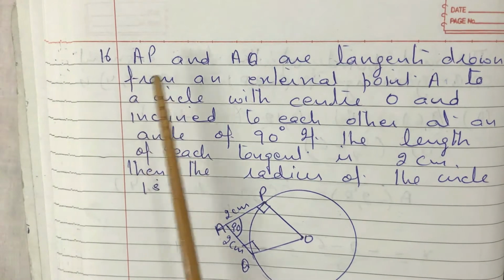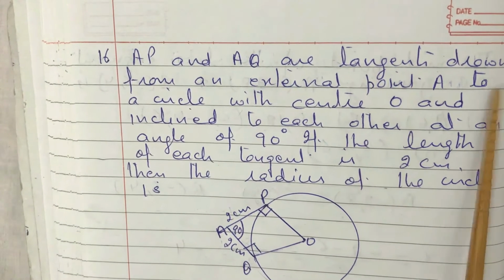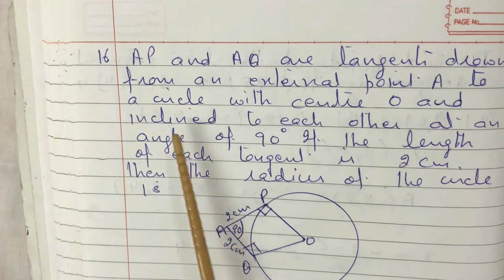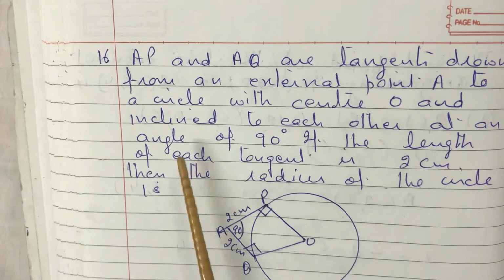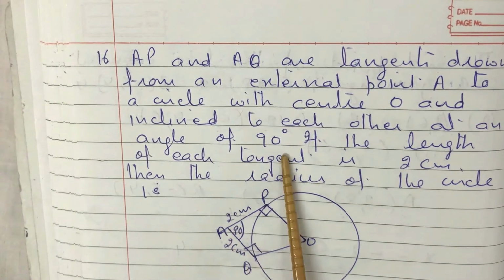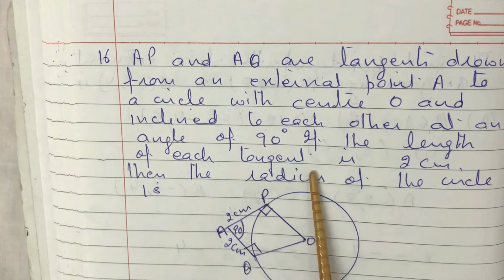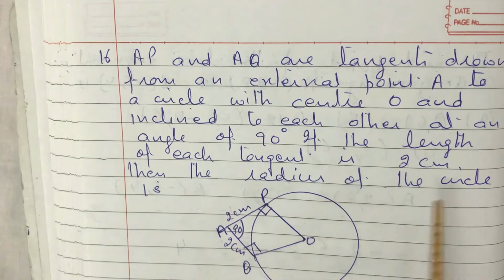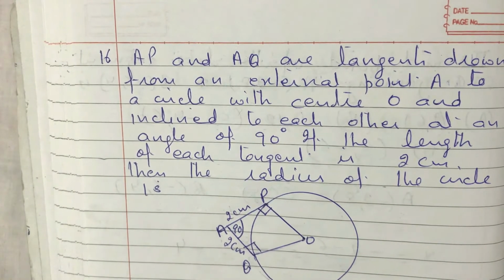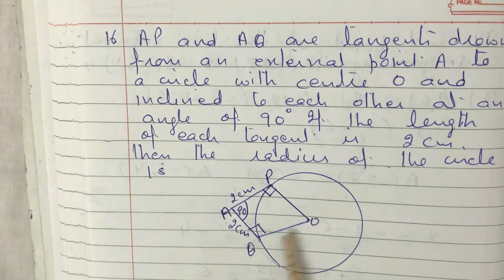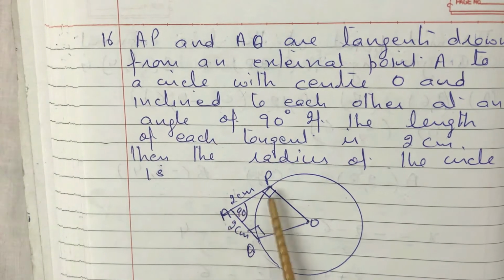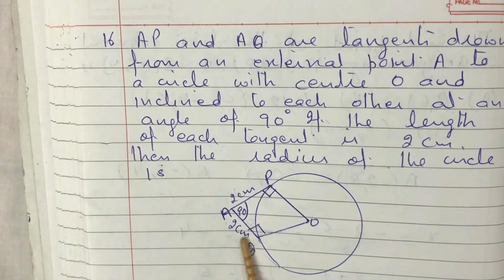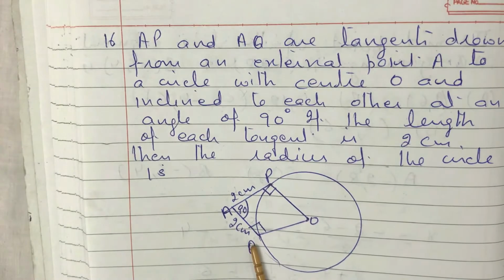Now 16th question. AP and AQ are tangents drawn from an external point A to a circle with center O and inclined to each other at an angle of 90 degree. If the length of each tangent is 2 cm, then the radius of the circle is, there are 4 options. Now this is the figure. Here this angle is 90 degree. AP and AQ are 2 cm. They are the tangents to this circle.